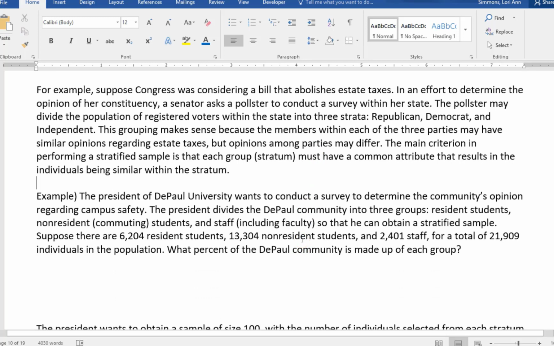Let's work on our own example. So let's go back to this one. Like it said, the Republican, Democrat, and Independents, this grouping makes sense because they probably have the same opinions within each group. So then if you sample individuals within each group, you should be able to come up with a good idea of the survey.